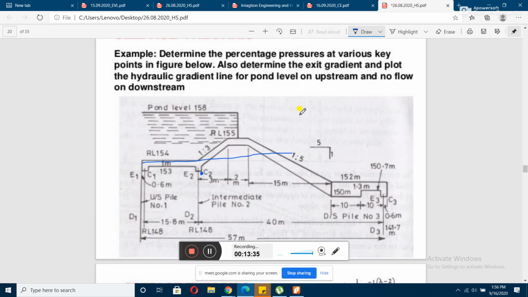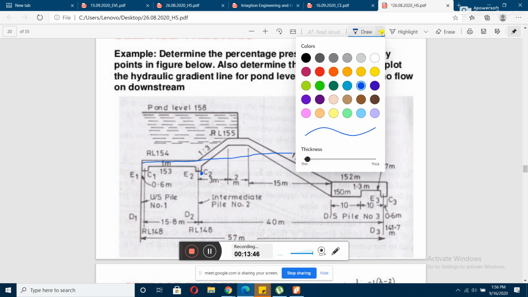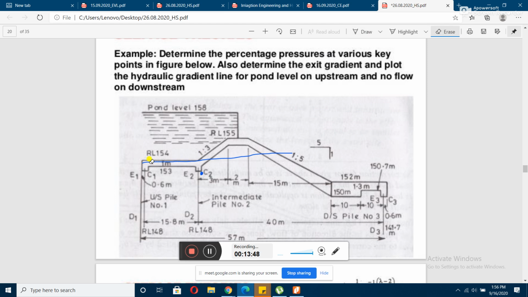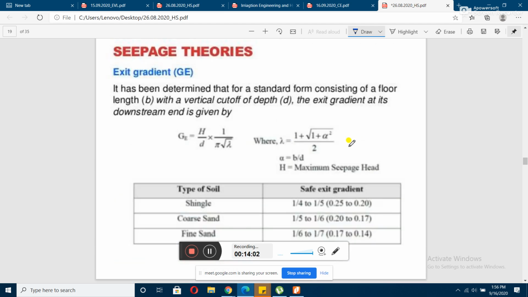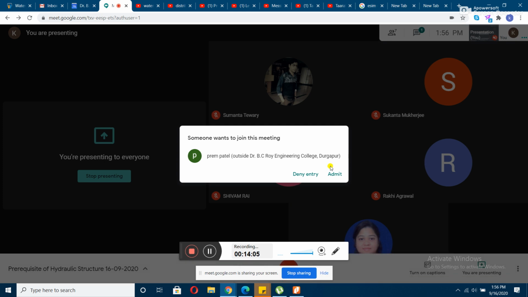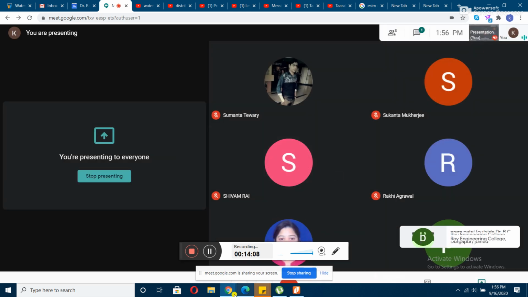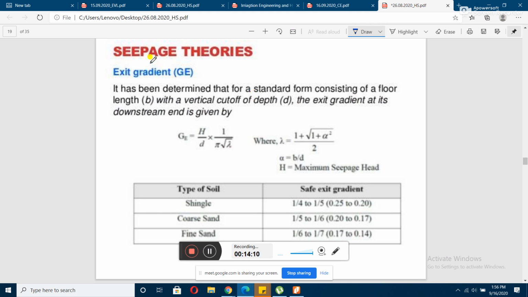Next we are proceeding with the problem, okay. So look at this. The structure is given. Now we have to determine the pressure percentages. Another thing I forgot to tell you is that the exit gradient is calculated by this particular formula.